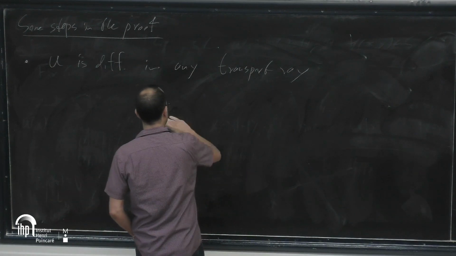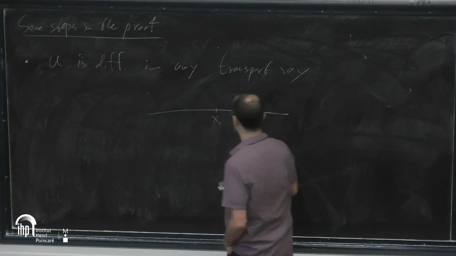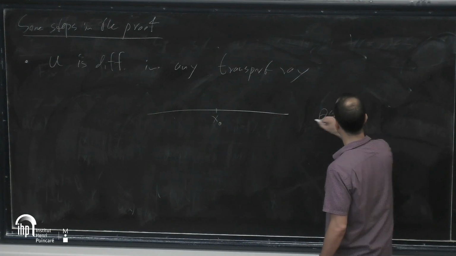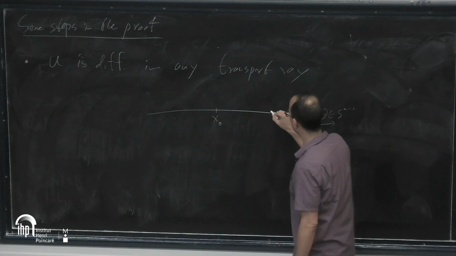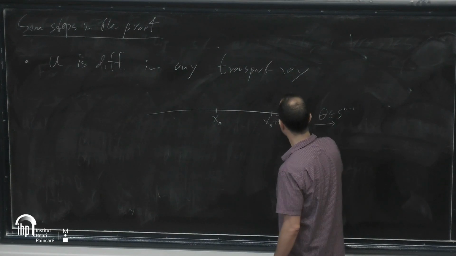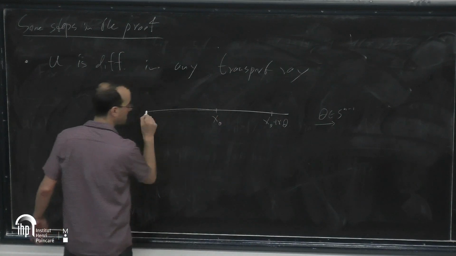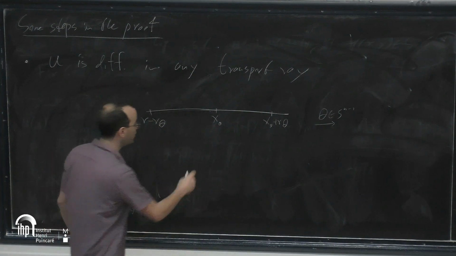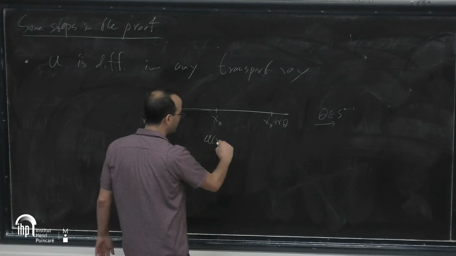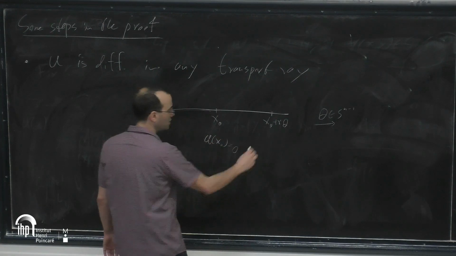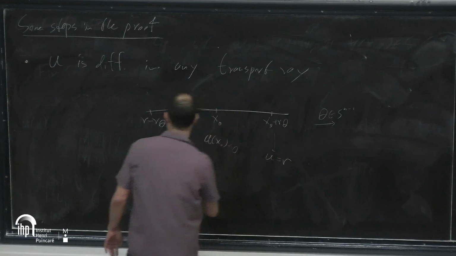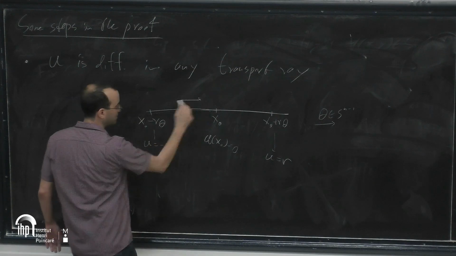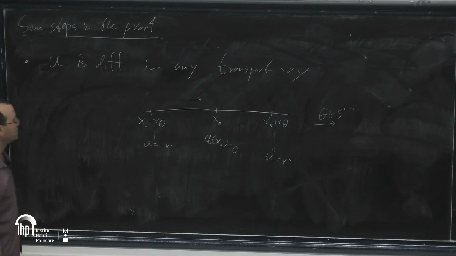So suppose that we have some transport ray, you have x0 in the transport ray, and the ray is in the direction of theta. It means that there is some positive number r such that x0 plus r theta is in the transport ray, and x0 minus r theta is in the transport ray. Let's assume that u of x0 equals 0, just for convenience. So here u equals 0, here u should equal r, and here u should equal minus r, because it goes with speed 1 in this direction.